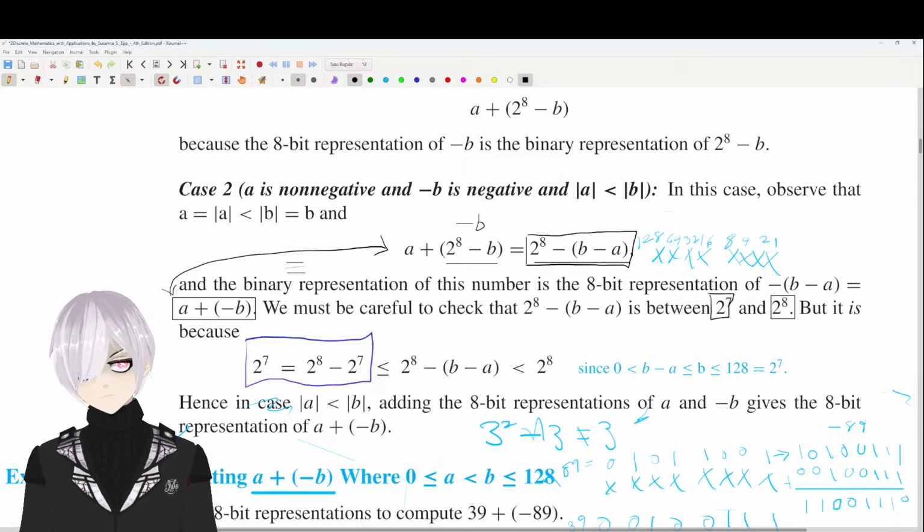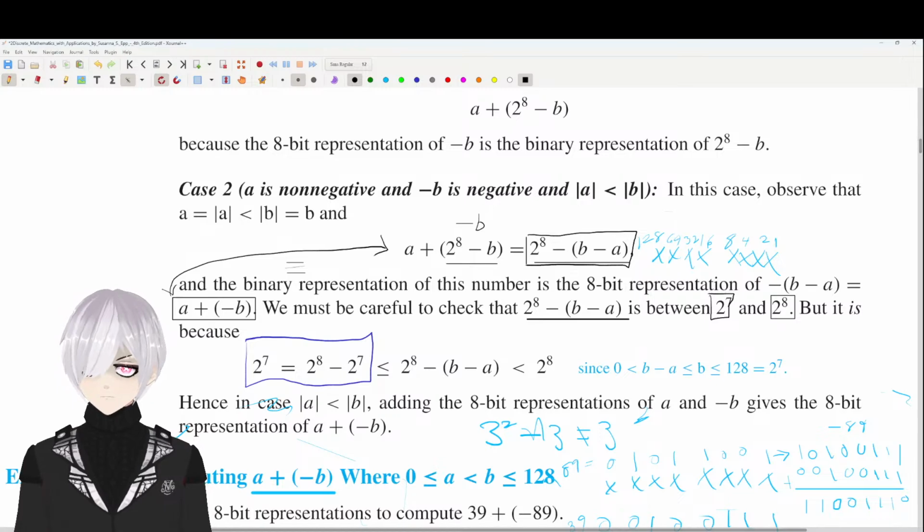Like 2 to the 8th is 2 to the 7th times 2. 2 to the 7th is 2 to the 7th times 1. So we could pull out the 2 to the 7th and say 2 to the 8th minus 2 to the 7th equals 2 to the 7th times parentheses 2 minus 1. And then 2 minus 1 is 1, so it's 2 to the 7th times 1. So then 2 to the 8th minus 2 to the 7th does equal 2 to the 7th.